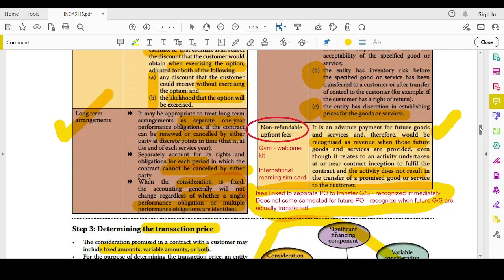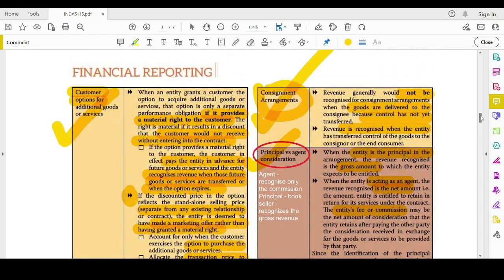Then, when the consideration is fixed, the accounting generally will not change regardless of whether it is a single performance obligation or multiple performance obligations, because the amount is similar. The amount is fixed for 5 years. So no matter whether I treat it as a single performance obligation or multiple performance obligations, it doesn't have any monetary impact. That's why I will keep it as a single amount.